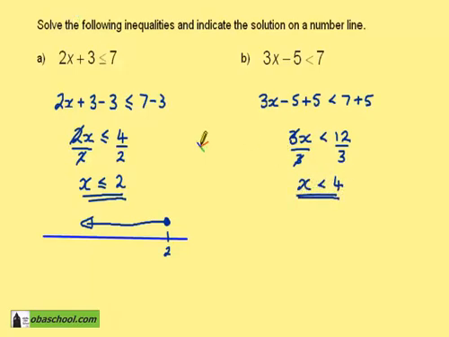We need to indicate x is less than 4 on a number line. Here's 4. For less than 4, it's a blank circle and an arrow extending to the left.